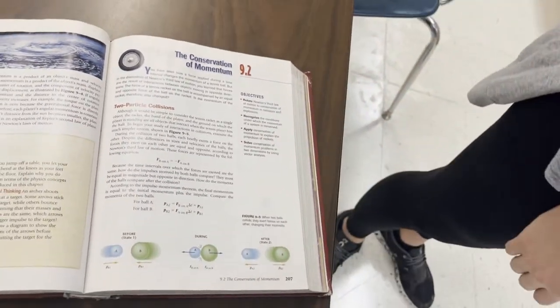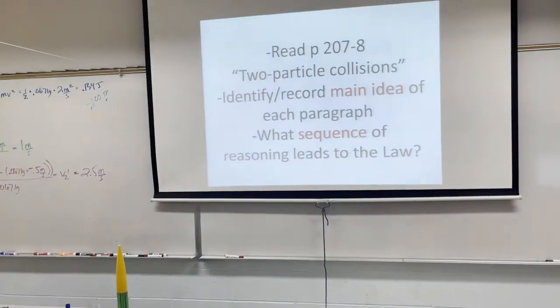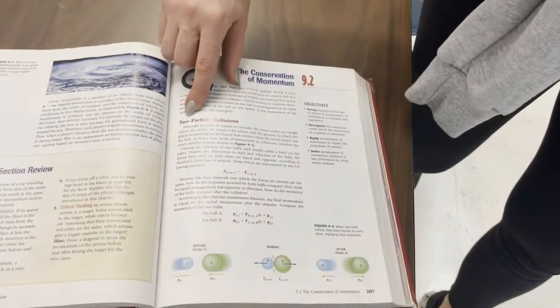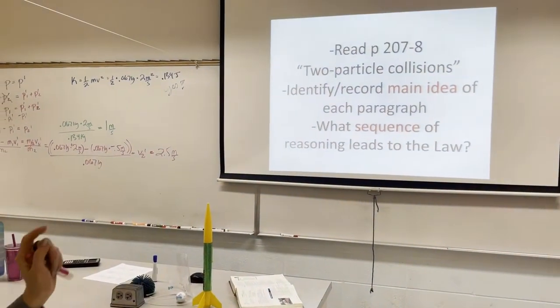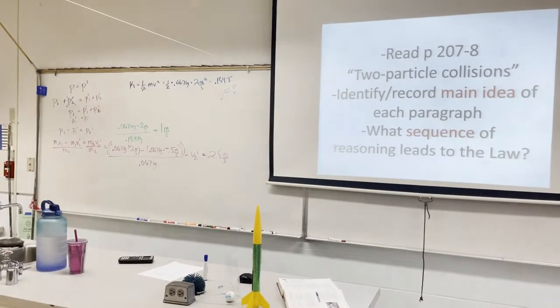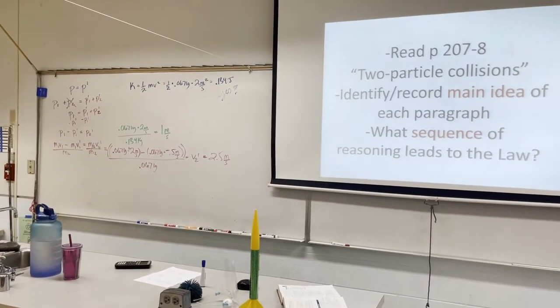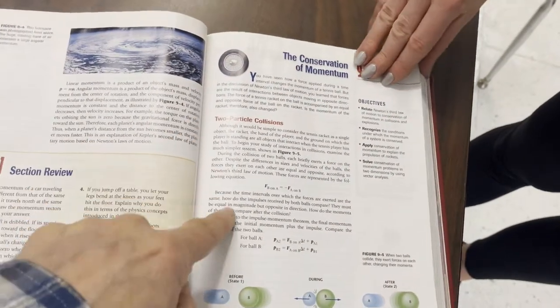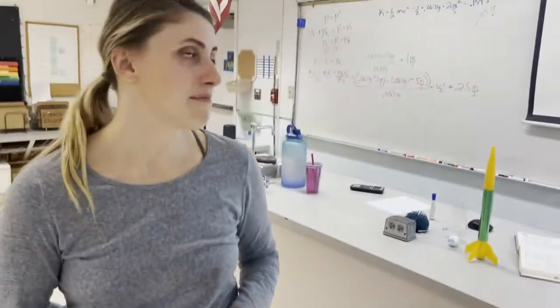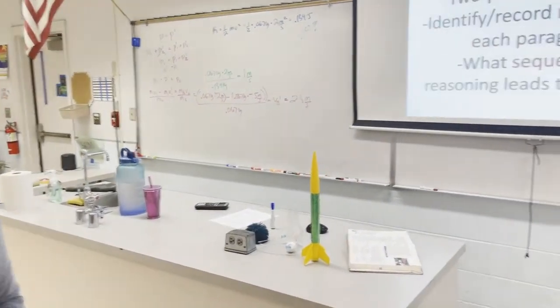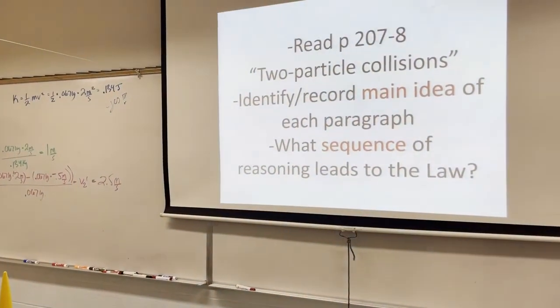And you are going to read Two-Particle Collisions. That's right here. As you read, or after you've read, I want you to identify and record the main idea of each paragraph and what sequence of reasoning leads to the law. This part has 1, 2, 3, 4, 5 paragraphs, and there's the law at the end. So how do they get to that? They should have 5 main ideas then, right? Okay, good luck. Go ahead and begin.